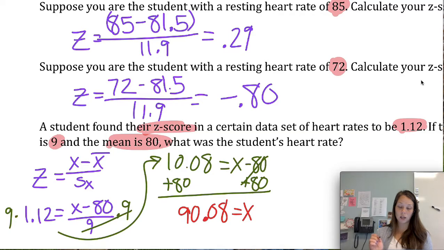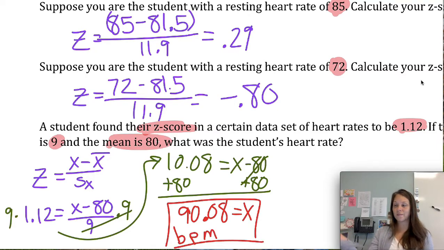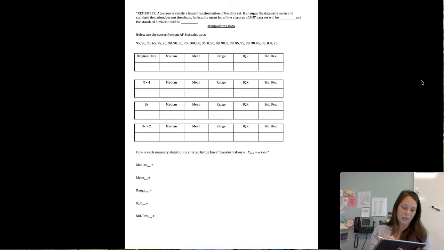We want to add a unit here. This number that we just calculated is talking about beats per minute. And that's it. All right, the next page.